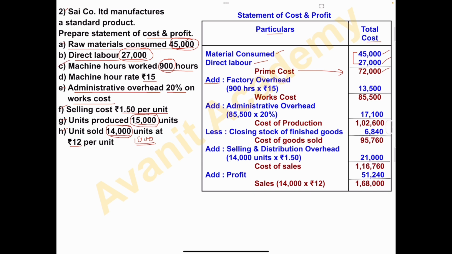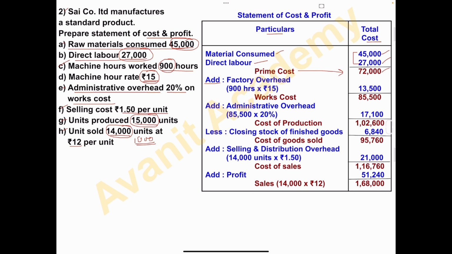Machine hours worked is 900 hours and machine rate per hour is rupees 50. ಒಂದು machine ಅನ್ನ ಎಷ್ಟು ತಾಸು ರನ್ ಮಾಡಿದ್ದಾರೆ 900 hours. And this rate per machine, the machine rate per hour. So 1 ಗಂಟೆ machine run ಮಾಡಿದ್ರೆ total expenses ಎಷ್ಟು ಬರ್ತದೆ rupees 50. So we have to find out the total factory overhead amount, that is 900 into 50.